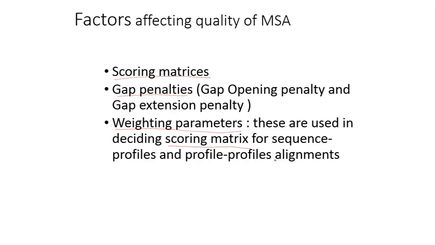Okay, so in the multiple sequence alignment procedure, when you end up at the level where you need to align the sequence to a previously created profile, or if you want to align two profiles, you would have to select some different scoring metrics. So these weighing parameters eventually help in determining what kind of scoring matrices are to be used in such a scenario.